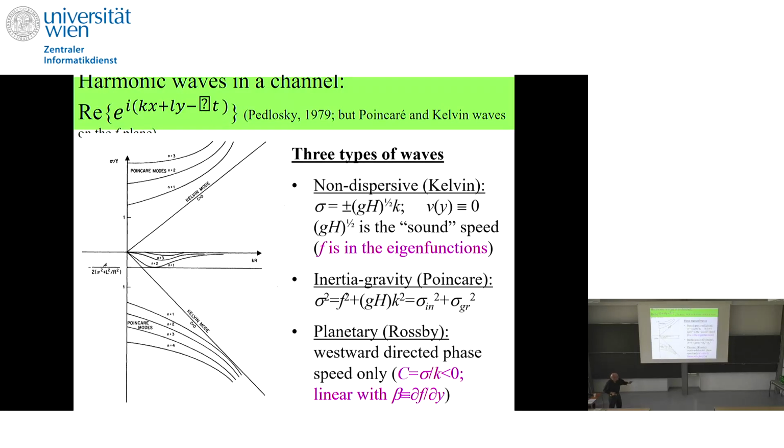And what's interesting about them is that they propagate only westward. So remember, the phase speed is in the x direction, and x is positive eastward. So if they have a negative phase speed, that means that they propagate westward, okay? They are linear with beta, with the change in the Coriolis frequency.